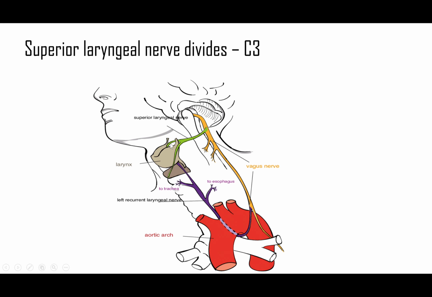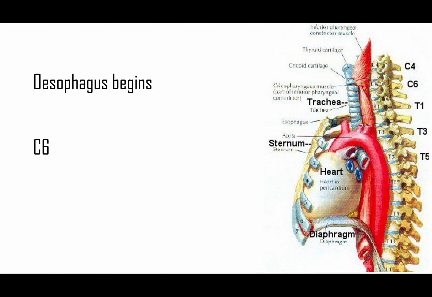So we can say that the superior laryngeal nerve doesn't divide at the level of C6 because it divides at the level of C3. The third option we have is that the esophagus begins at the level of C6. This is the correct option because the esophagus begins at the level of C6.